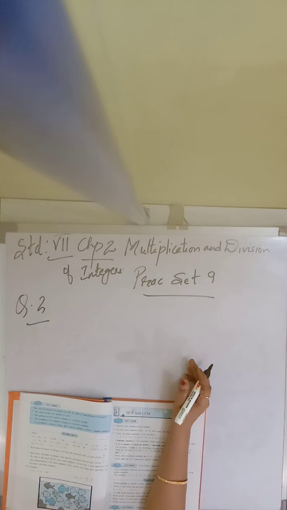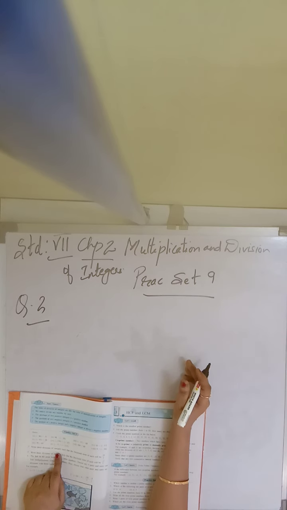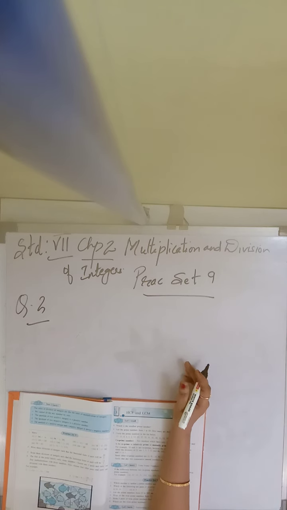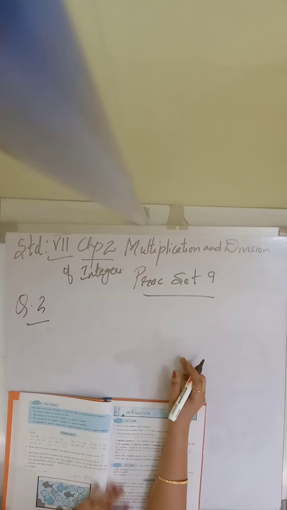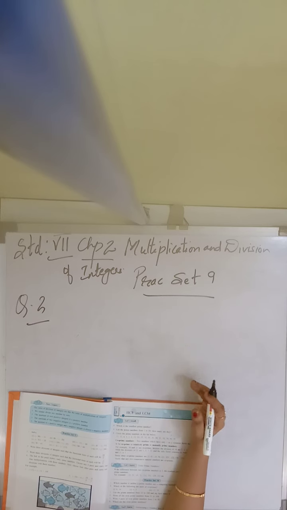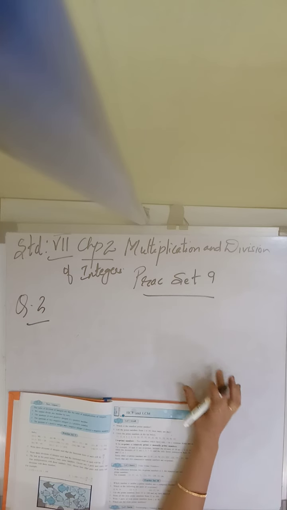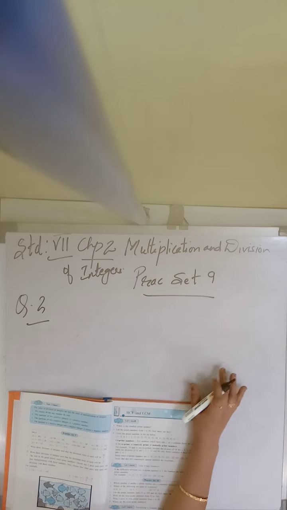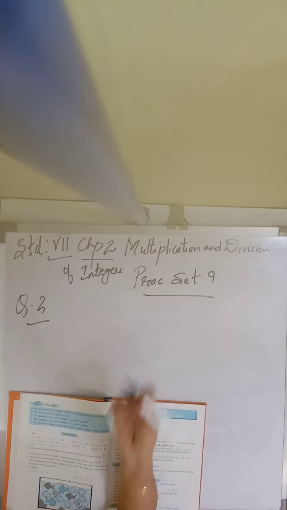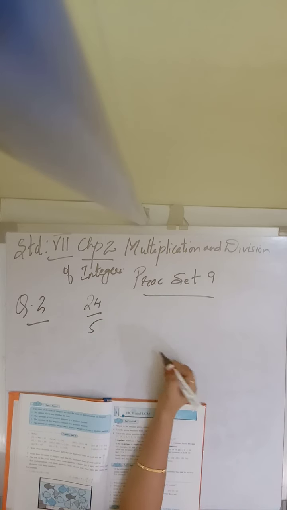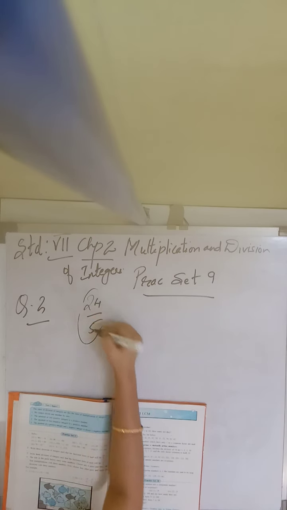The question says, write 3 divisions of integers such that the fractional form of each will be 24 upon 5. So what is the question, children? We have to write 3 divisions of integers, a pair of divisions of integers whose fractional form is 24 upon 5. That means, children, when we reduce that fraction, it should come to 24 upon 5.